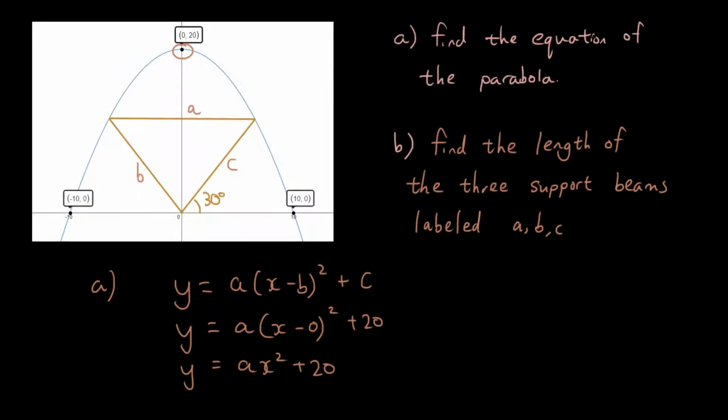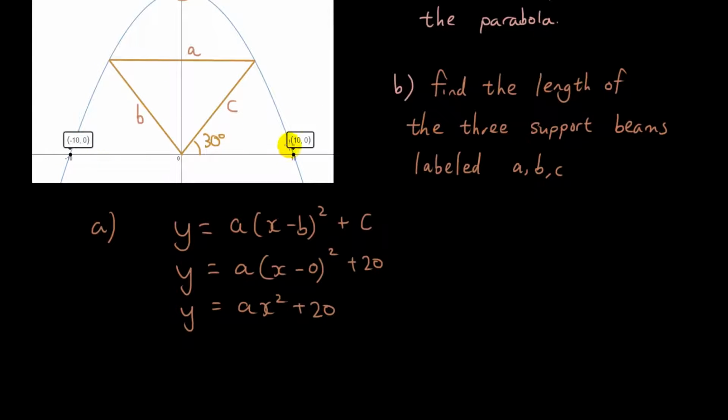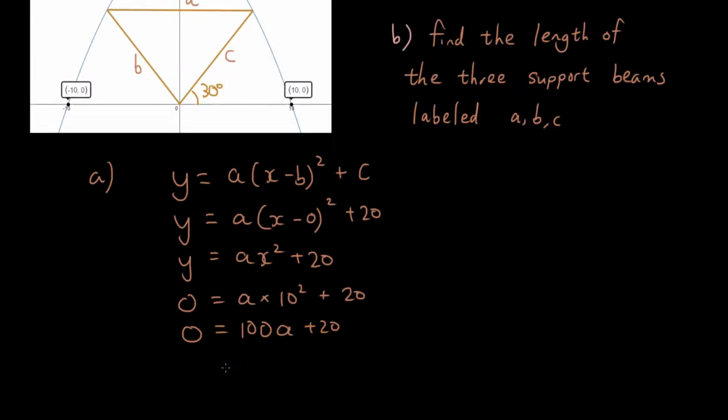So now we've just got to figure out what a is. Now using one of these points, we can say that when x is 10, y is 0. So 0 equals a times 10 squared plus 20. So that means 0 equals 100a plus 20. So if we rearrange that, we got 100a equals negative 20, and a equals negative 20 over 100, which is negative 1 over 5.